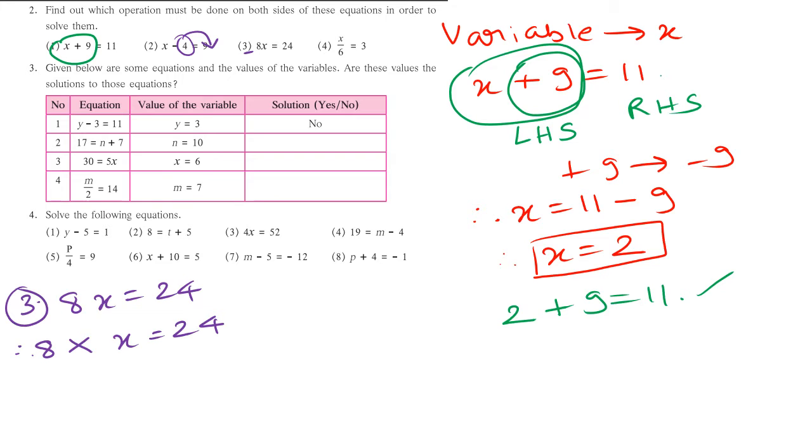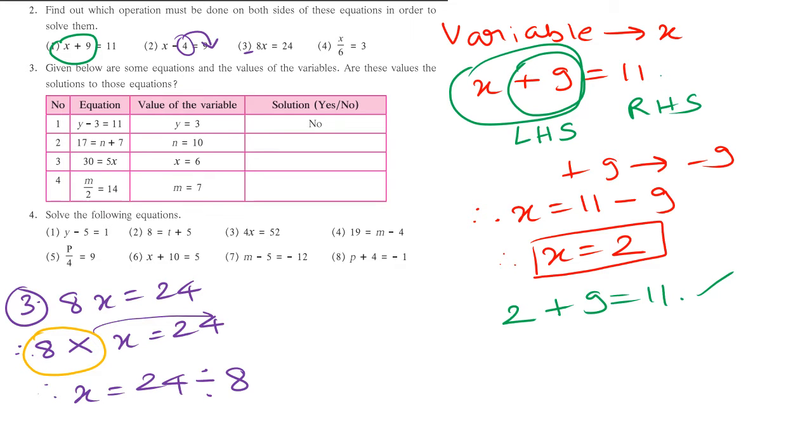So now you see this 8 is with a multiplication sign. You have to find the solution value for x. So you keep x alone on one side and you take the other numbers, there might be multiple numbers, to the other side and keep your target variable alone. You take this to the other side, it becomes division. So you get, therefore x is equal to 24 divided by 8.